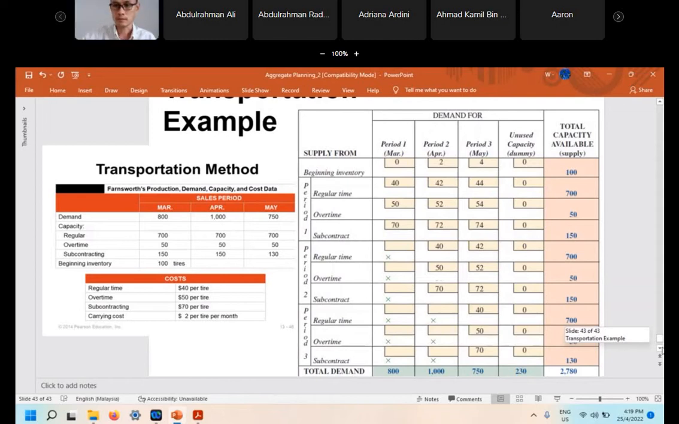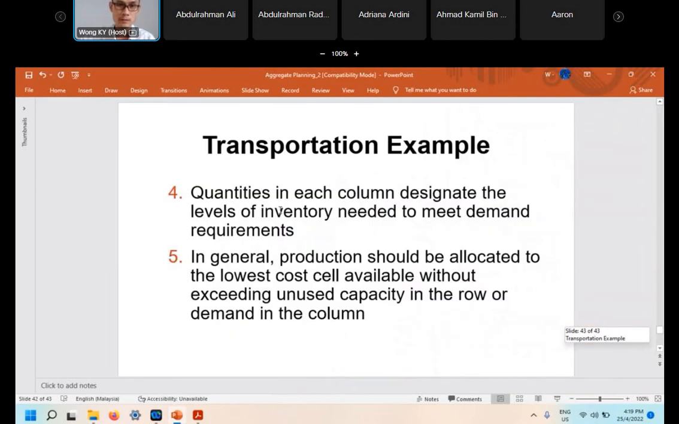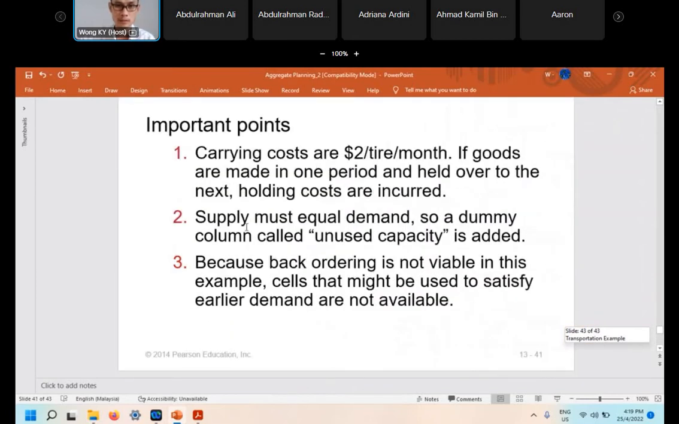Now, if we total up the demand, 800 plus 1000 plus 750, you will get 2550. And if we total up the capacity, you press your calculator, we will get 2780. So demand is not equal to capacity. Demand is 2550, capacity is 2780. Remember what I said just now: if supply does not equal demand, then you need to add a dummy column or a dummy row.